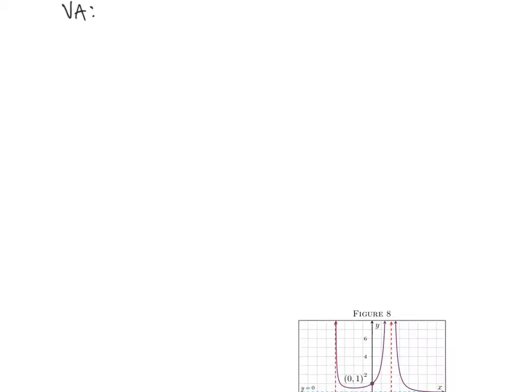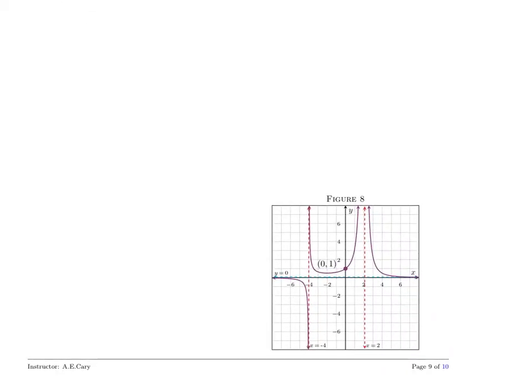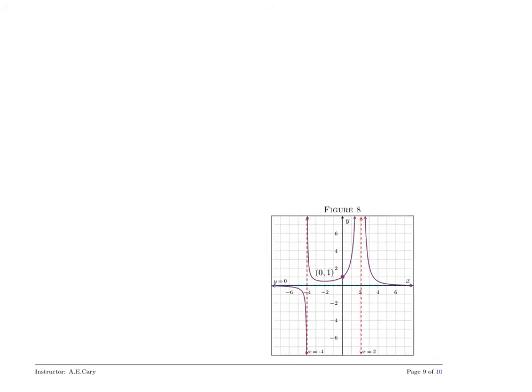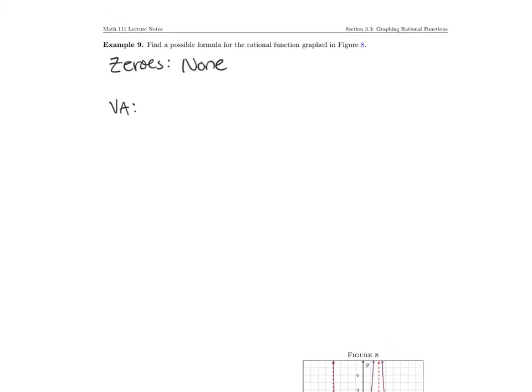vertical asymptotes. So let's see, we have 2 vertical asymptotes. We have one when x is equal to -4, and we have one when x is equal to 2. So that's x is equal to -4 and x is equal to 2. So if I'm going to write that into factors, how that's going to look in our equation, I'm going to add 4 to both sides, so it'll be x plus 4 and x minus 2.